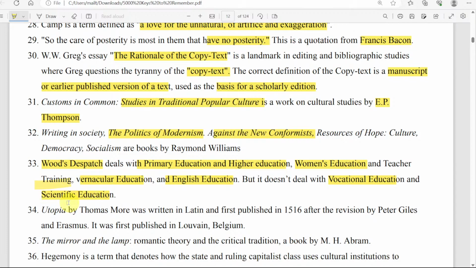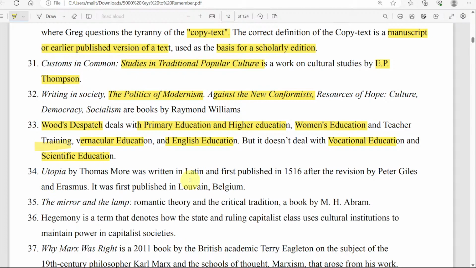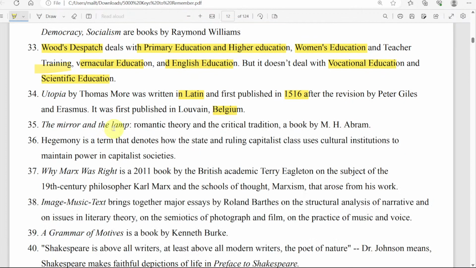Anyway, Utopia by Thomas More was written first in Latin, and first it was published in 1516. After that, with the revision of Peter Giles and Erasmus, it was published in Belgium. It was first published in Belgium. The Mirror and the Lamp, you know, it is a book by M.H. Abrams, and it is about Romantic theory and critical tradition.